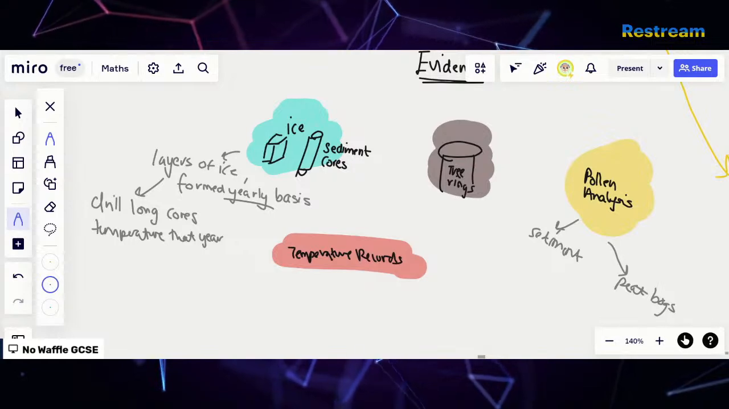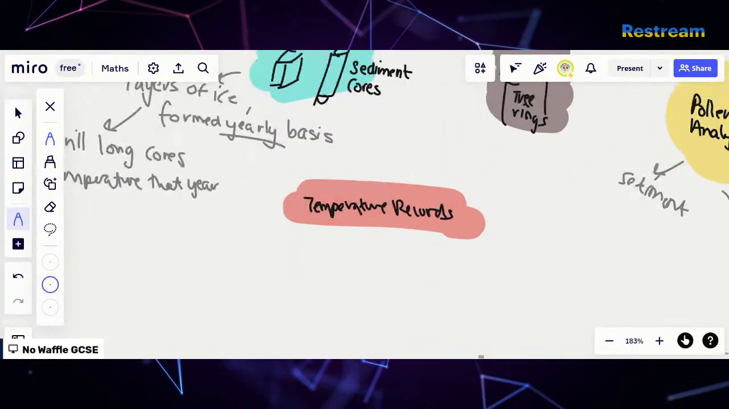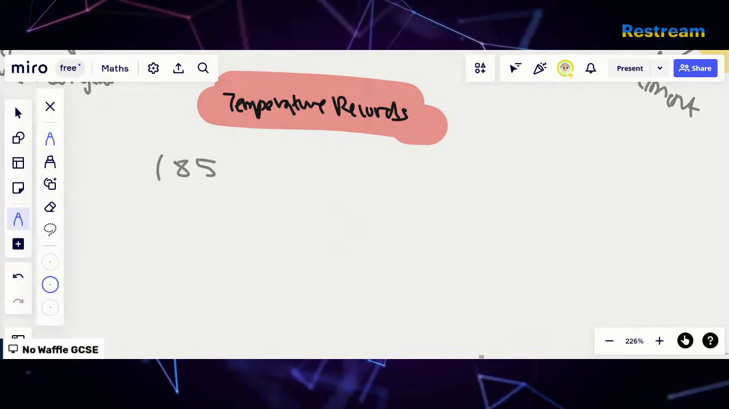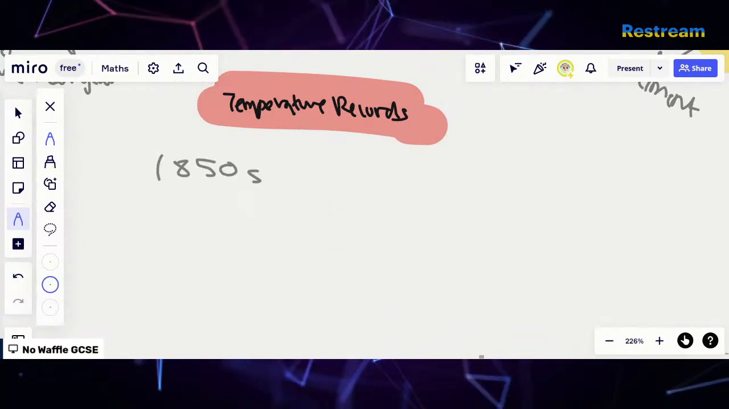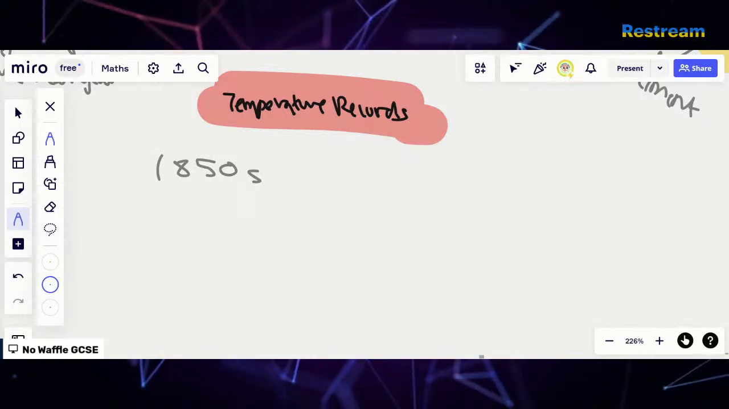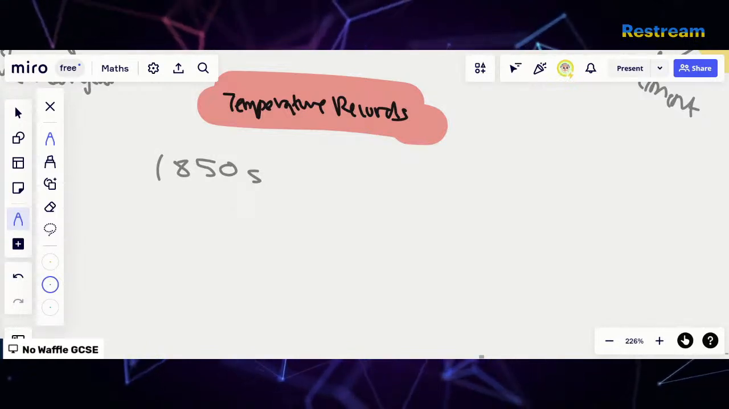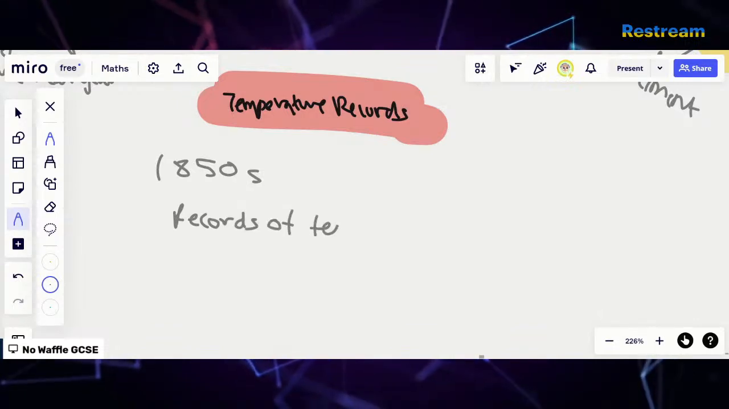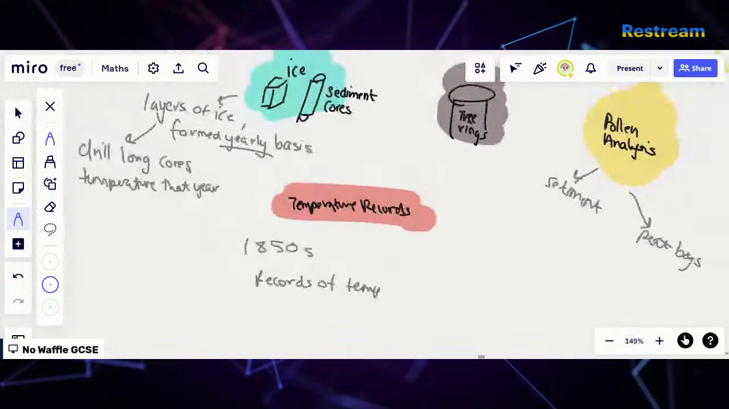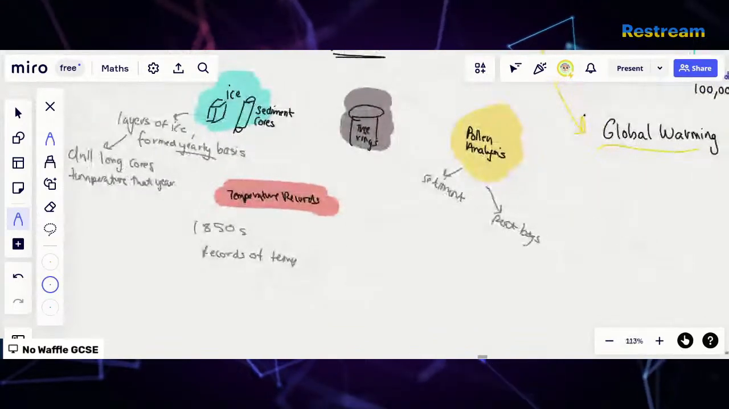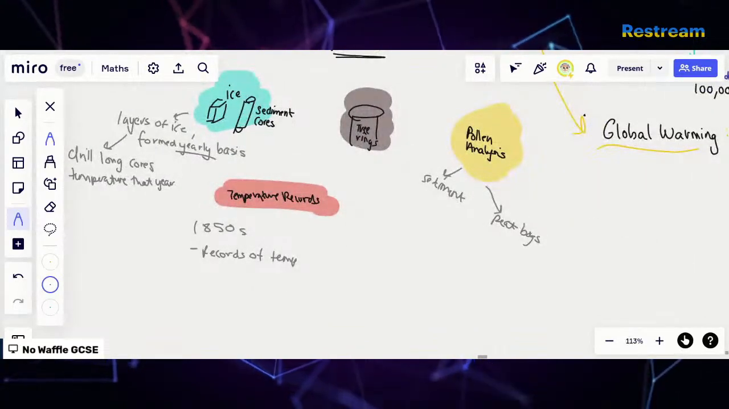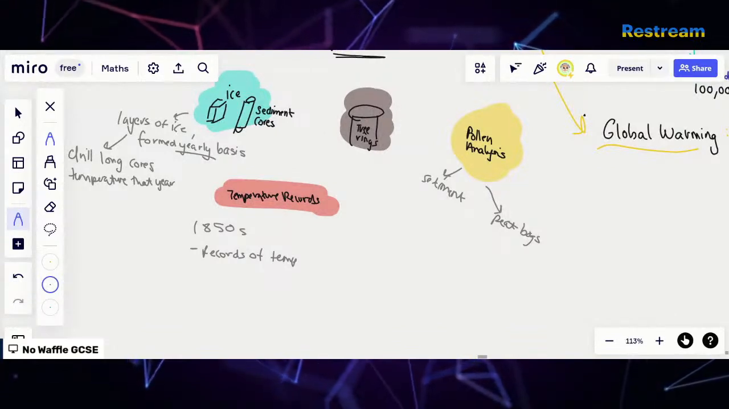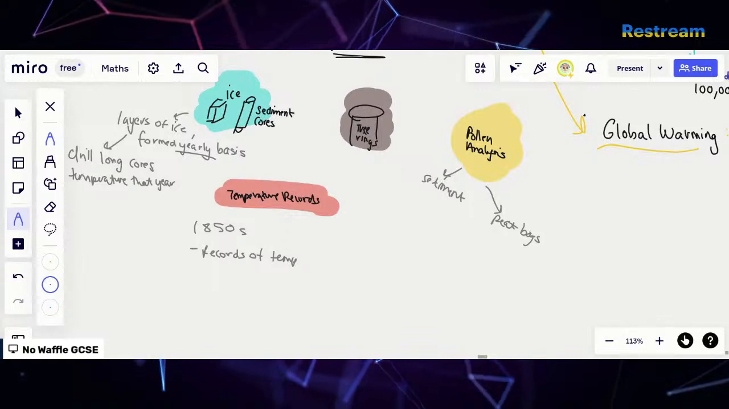And finally, temperature records. So temperature records, they only date back to the 1850s. However, they can still tell us something useful about the records of temperature change. And unlike ice cores, tree rings, and pollen analysis, this is actually the most reliable, but it's short term. But it is the most reliable because it's scientists' accurate measurements.